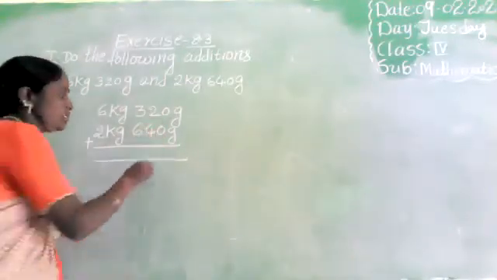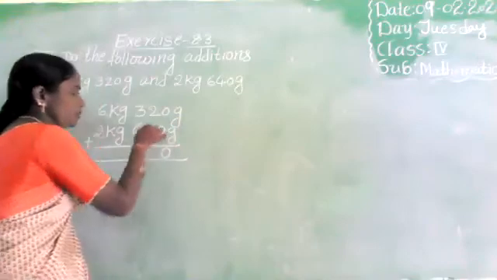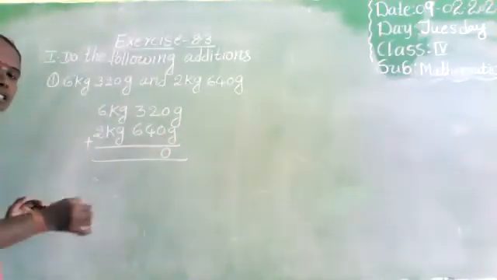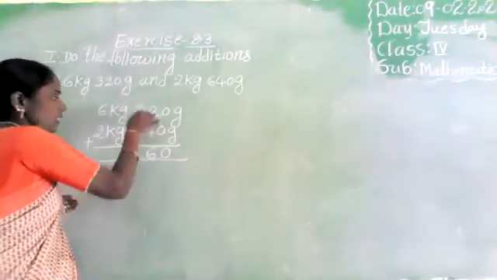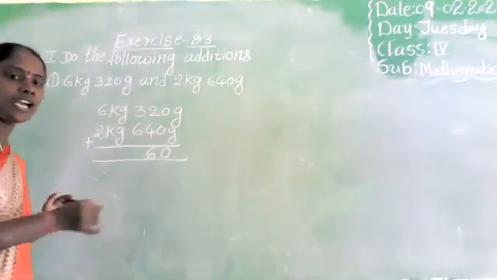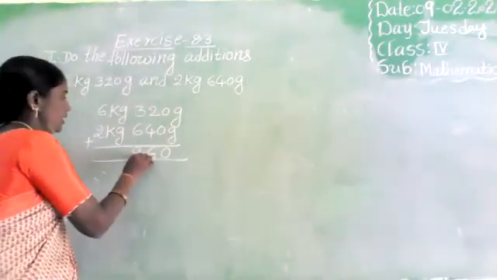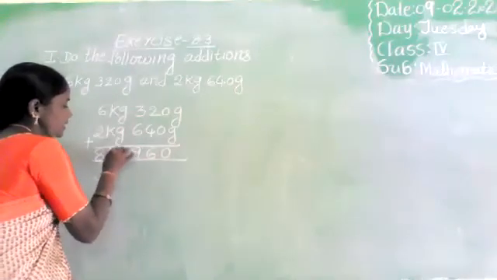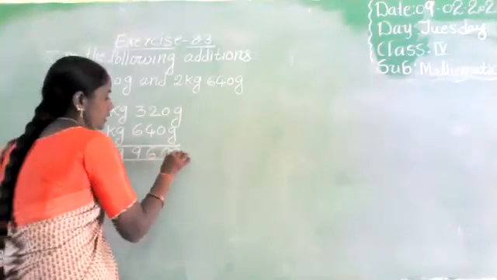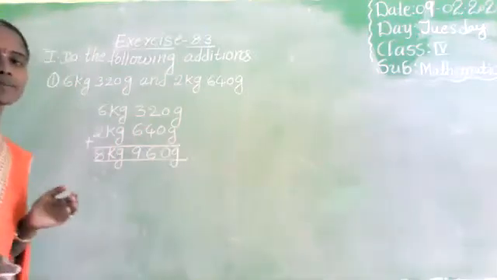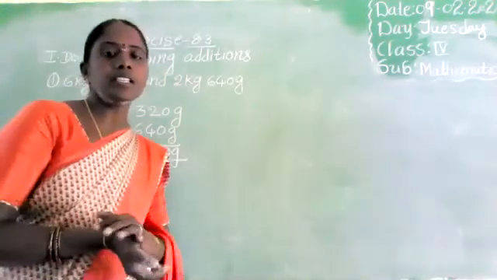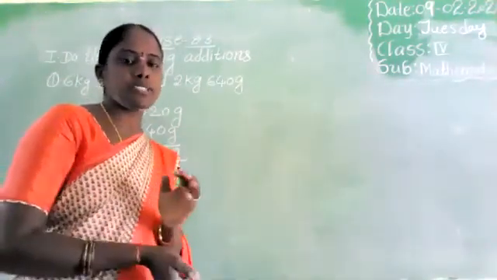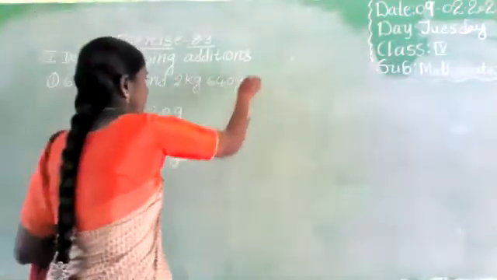First add the grams. 0 plus 0, 0. Next 2 plus 4 is 6. Next 3 plus 6 is 9. Next 6 plus 2 is 8. 8 kgs, 960 grams. Okay, 8 kg 960 grams. Next, one more.